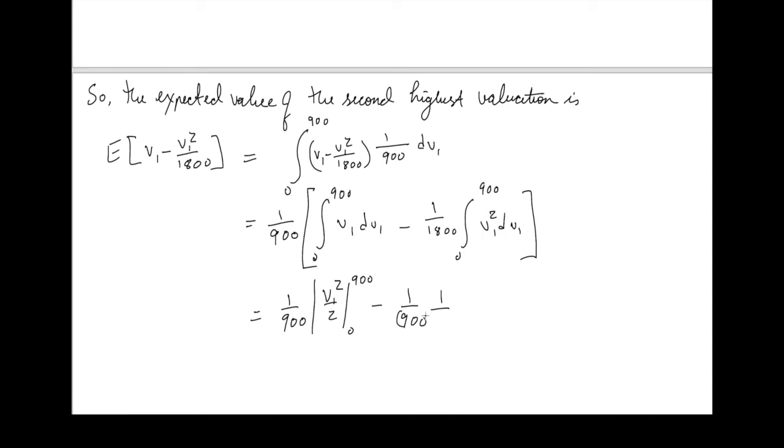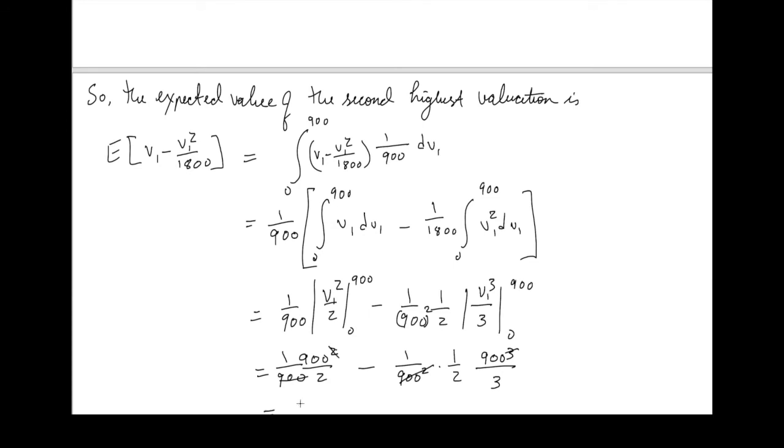So this becomes 900 squared times 2. And then we've got here V1 cubed divided by 3, evaluated between 0 and 900. This guy is 900 squared divided by 2 times 1 over 900, minus 1 over 900 squared times 1/2 times 900 cubed divided by 3. So we can cancel this with the cube and cancel this with that.